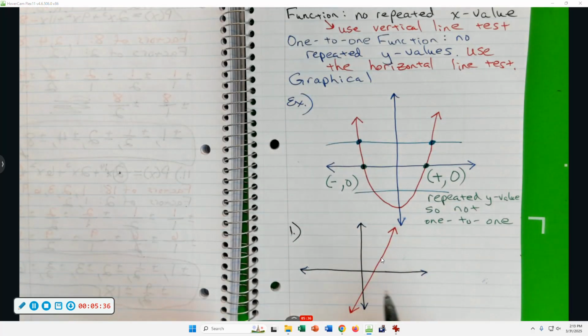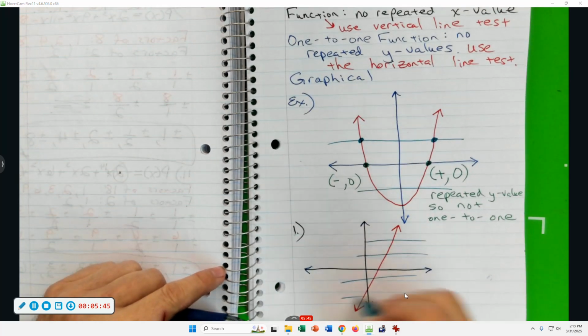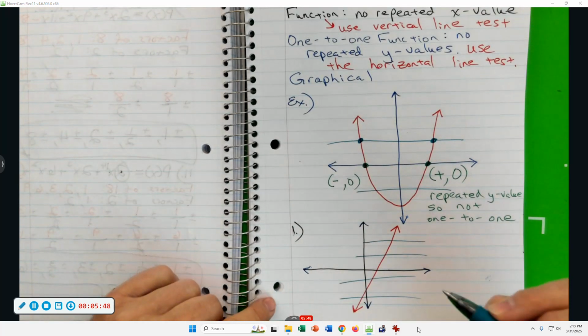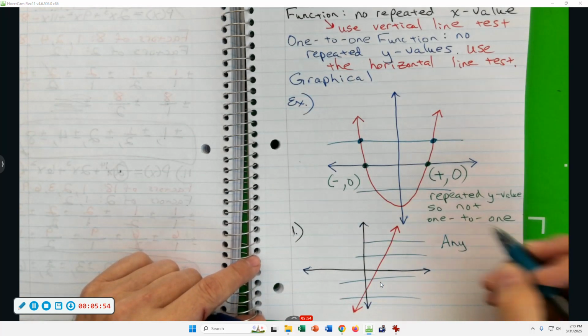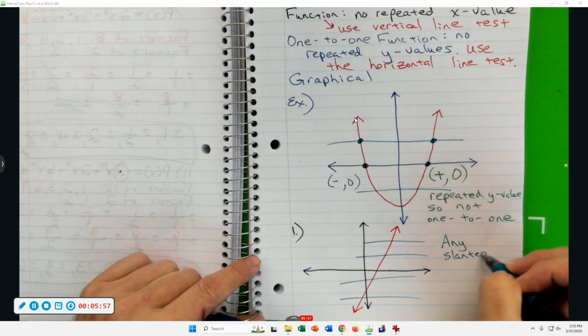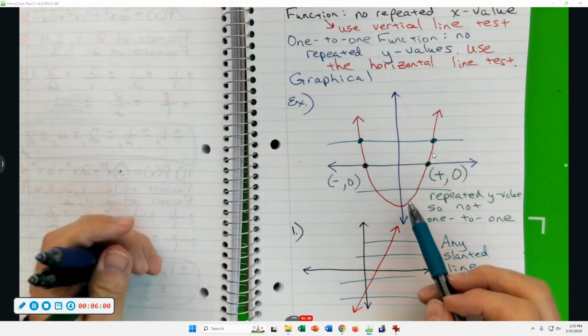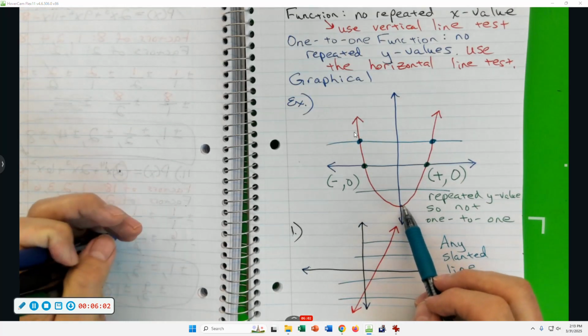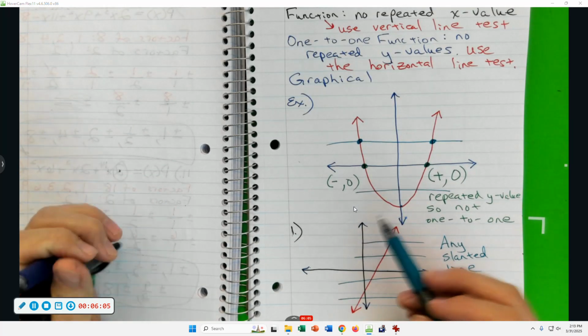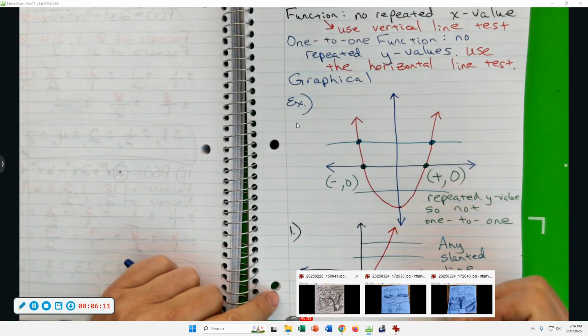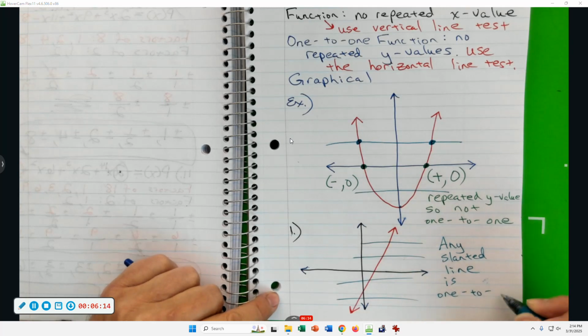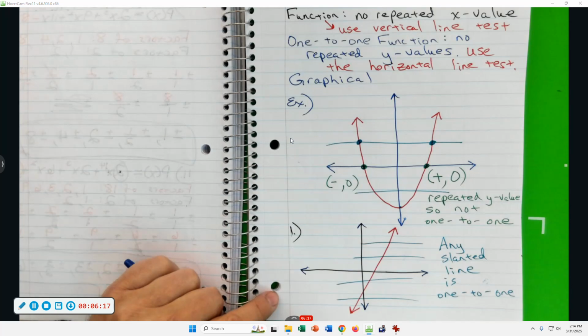Is a slanted line 1-to-1? This is a yes/no question. Can you draw a horizontal line so that it hits it twice? No. So any slanted line, whether it's rising or falling, must be 1-to-1. Any slanted line is 1-to-1.